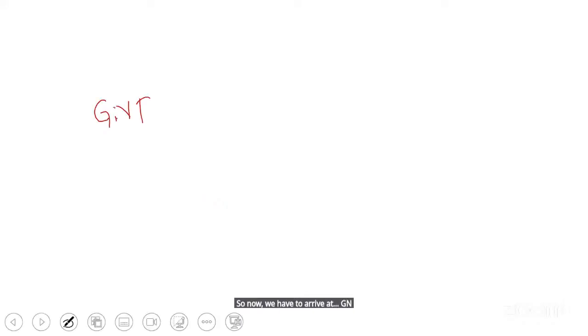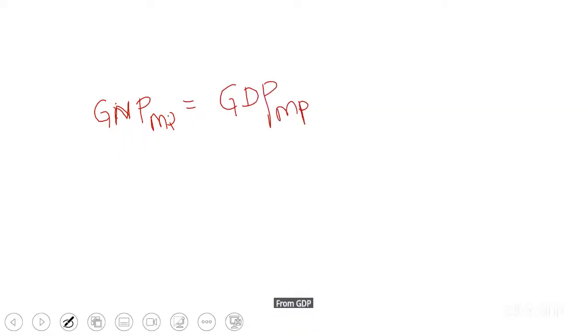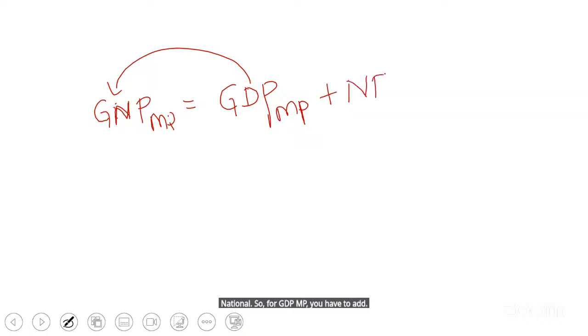So now we have to arrive at GNP MP from GDP MP. What are the common letters? G, P, M, P are common. D has to be converted into national. So for GDP MP, you have to add NFIA. What is NFIA? Net factor income from abroad.